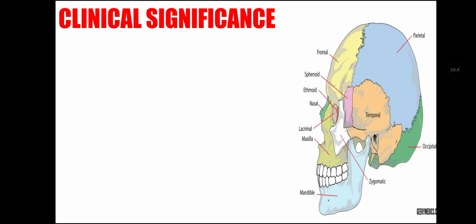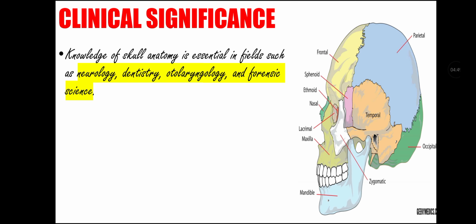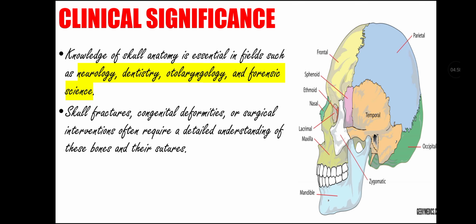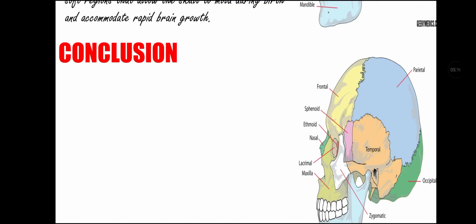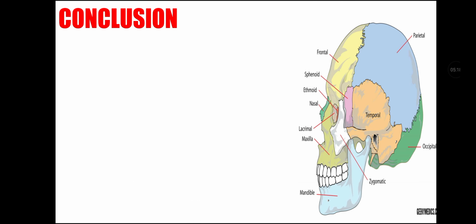Now let's talk about clinical significance of bones of skull. Knowledge of skull anatomy is essential in fields such as neurology, dentistry, otolaryngology, and forensic science. Skull fractures, congenital deformities, or surgical intervention often require a detailed understanding of these bones and their sutures. For example, the fontanelles in an infant skull are soft regions that allow the skull to mold during birth and accommodate rapid brain growth. Now let's talk about conclusion of this lecture video.